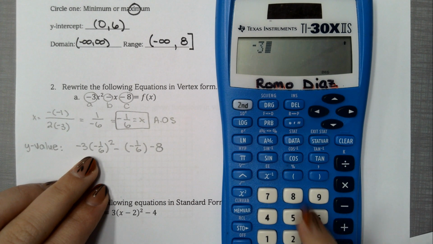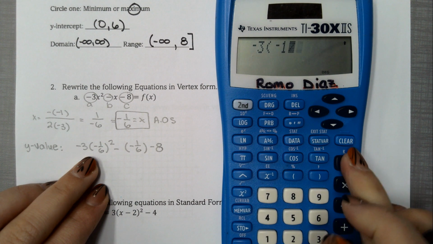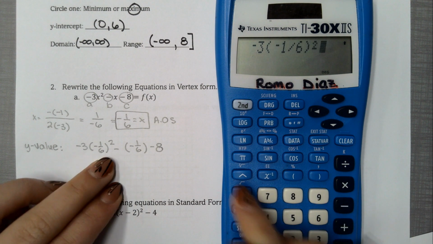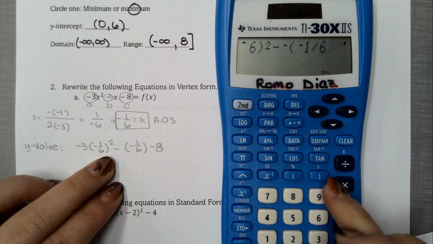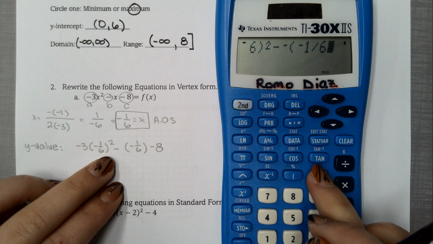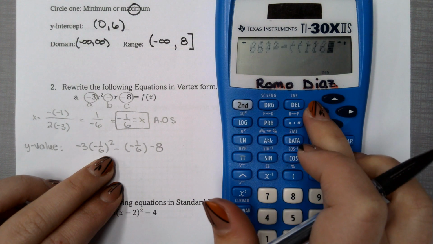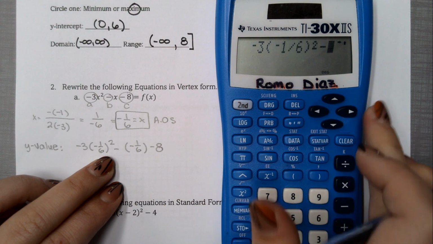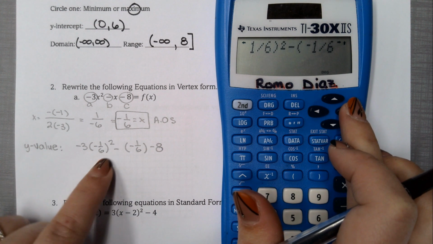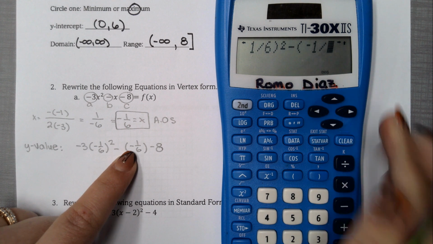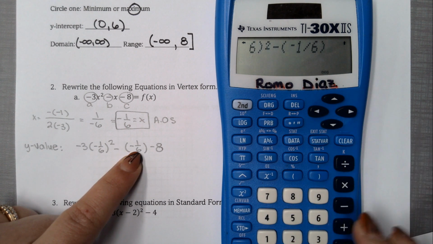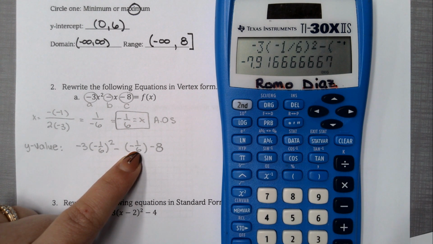So negative 3 parentheses, negative 1 divided by 6, close it, square it, minus negative parentheses, negative 1 6, close it. Oh, I think I did too many negatives. Let's go back. I'm going to delete one of those negatives, making sure I type it in exactly how I see it. So I see a minus, then I see a parentheses, then I see a negative. Closing out, and then subtracting 8. Ooh, and that gives me an achy number.